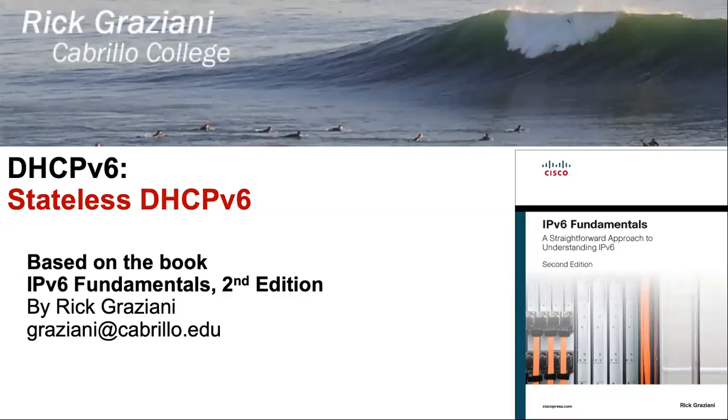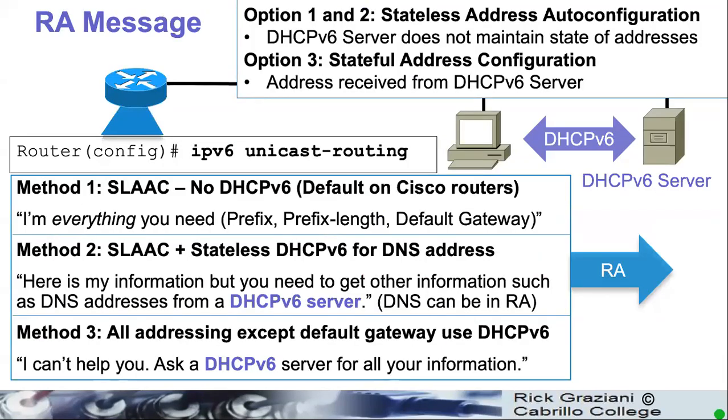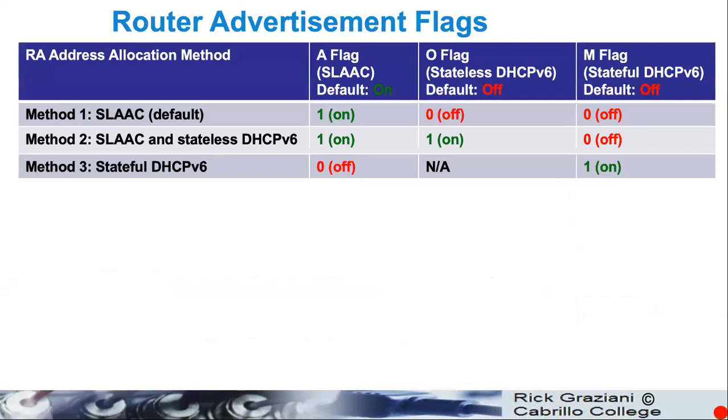Hi, in this video, we're going to talk about stateless DHCPv6. As you can see here, stateless DHCPv6 also involves SLAAC. So what we are looking at here is method 2, SLAAC plus stateless DHCPv6 for things such as a DNS address. We'll talk more about this.